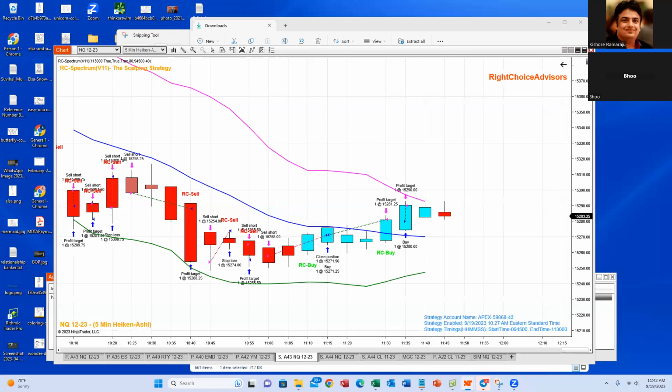How many profit targets did we make once we started the session? We made two profit targets, and two profit targets means 80 ticks, and then we did 12 and a half ticks. There is one more also, right? After the RC buy, you have one profit target at the top. Then there is another profit target, this one and this one. So three profit targets, and then there is a small loss.